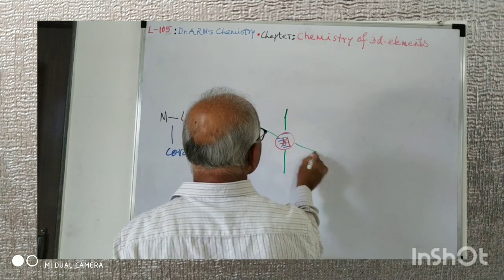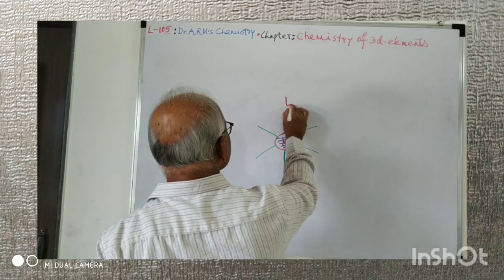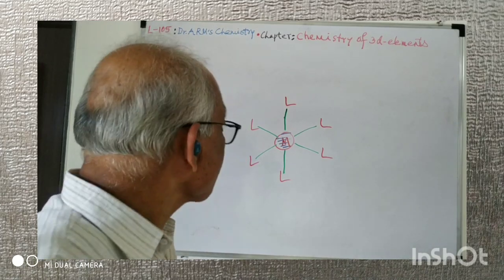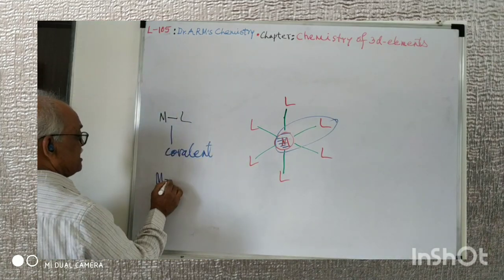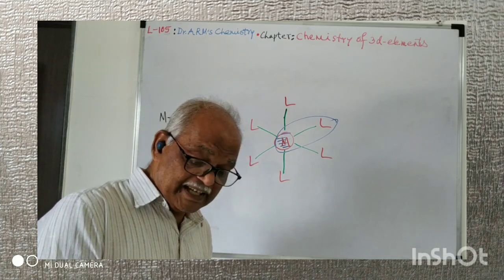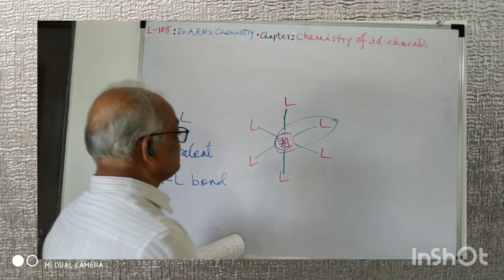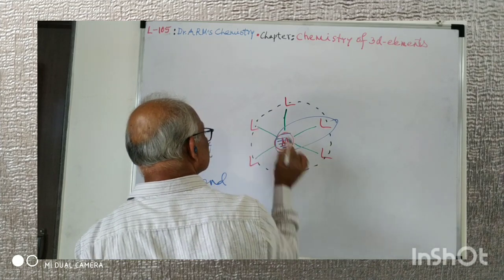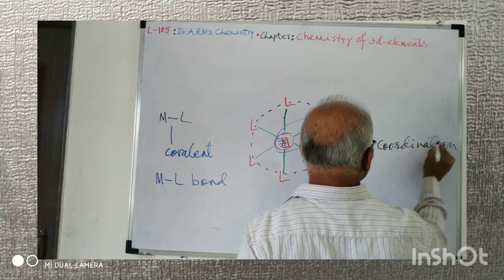So if we take the octahedral complex like this, then the ligands are bonded with the metal ion in this way. This is called the metal-ligand bond, and it is covalent in nature. Here the sphere around the nucleus in which the ligands are placed is called the coordination sphere.